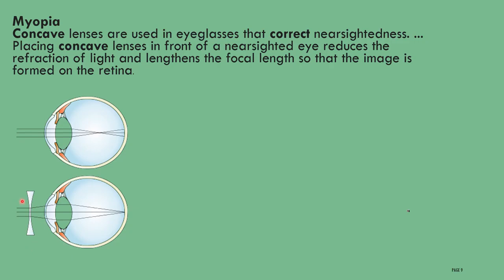This is a very, very important point in the exam. They may ask why, to correct myopia, we use only the concave lens. Then you have to give the answer: the concave lens will reduce the refraction of light, and also it will lengthen the focal length. Those two points you have to remember.